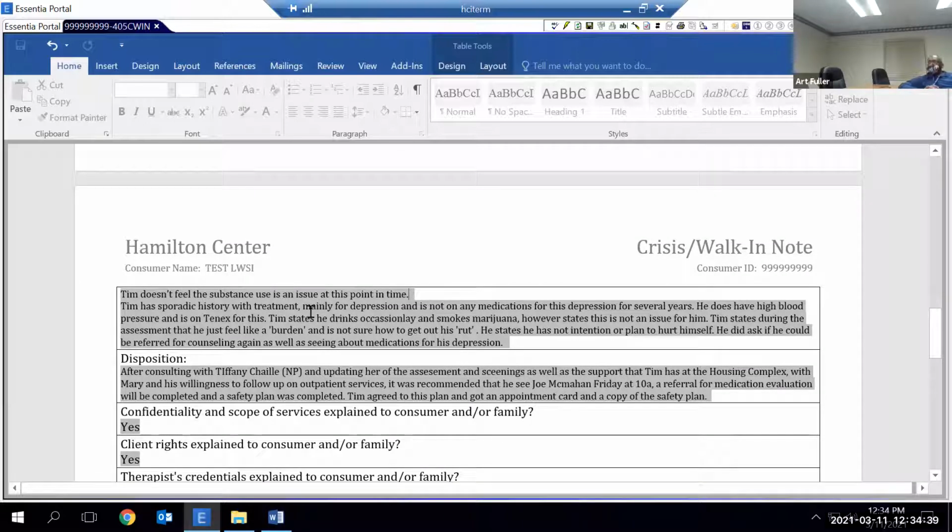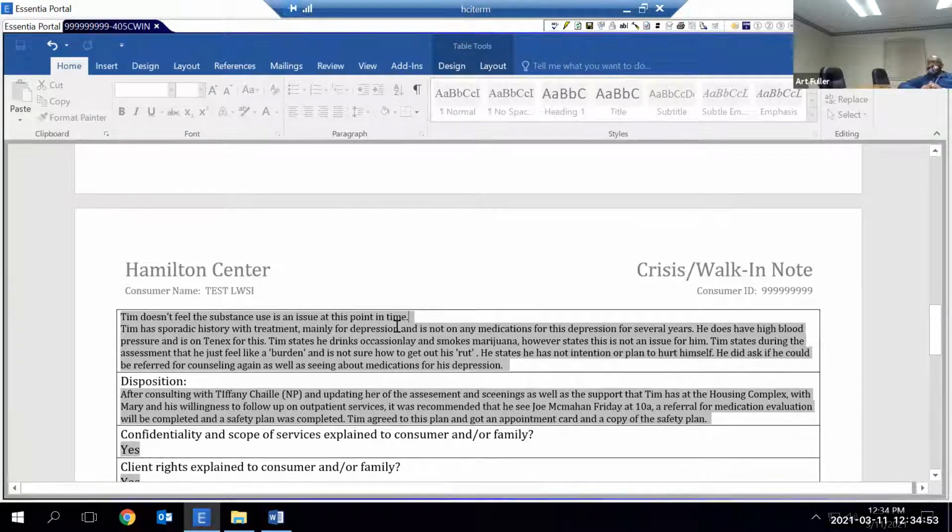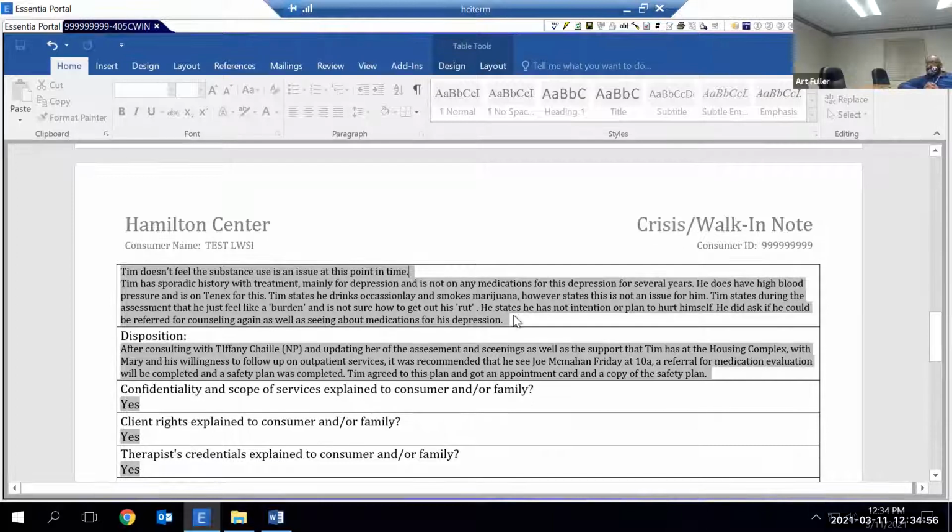Tim has a sporadic history with treatment, mainly for depression, and has not been on any medications for the depression for several years. He does have the high blood pressure medication, 10X. So again, just taking all the information, summarizing it in this assessment portion. He states he drinks occasionally and smokes marijuana, however, states this is not an issue for him. Tim states during the assessment that he just feels like a burden and is not sure how to get out of his rut. He says it's a rut, in quotation marks. He states he has no intention or plan to hurt himself. He did ask if he could be referred for counseling again, as well as seen about medications for his depression. So it sounds like he does want some assistance.